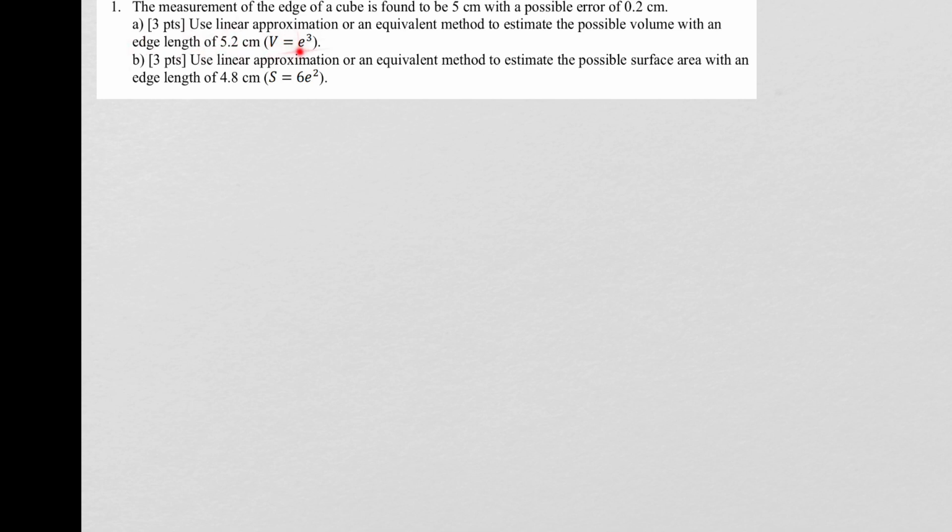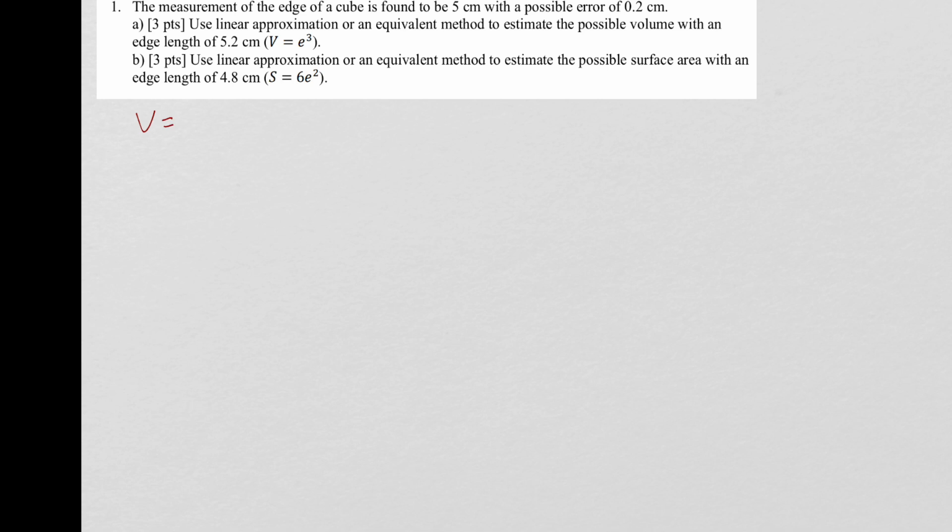I'm using V equals E cubed. That's E for edge length, not E as in E to the X. And then the next one asks us the same thing, but with surface area and an edge length of 4.8. So let's do part A first.